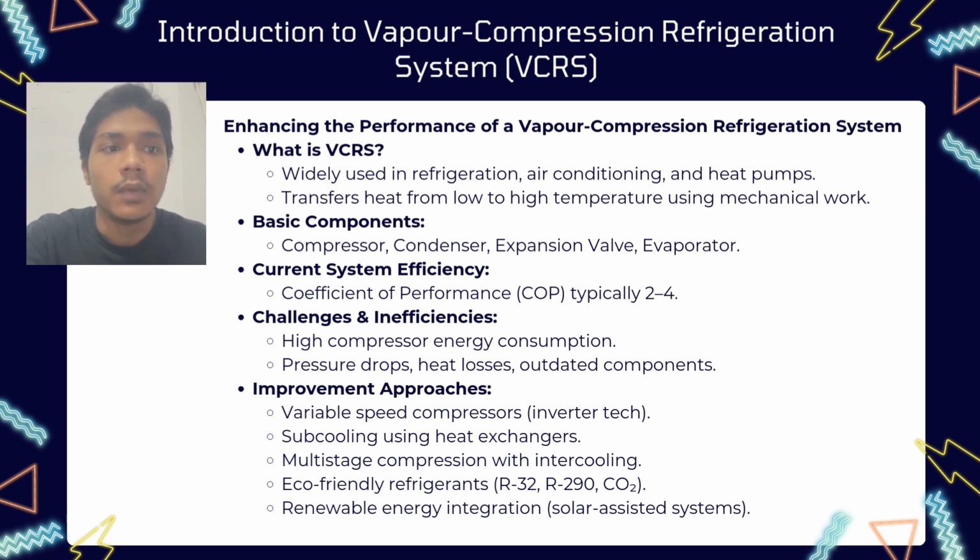To overcome this challenge, we look into modern improvements such as variable speed compressors that adjust based on cooling demand, the use of subcooling to boost efficiency without extra output, switching to environmentally friendly refrigerant, and the last one is integrating renewable sources like solar power. Our objective in this project is to improve the system COP from 2.5 to at least 4, achieving better energy efficiency, lower cost and reduced environmental impact.